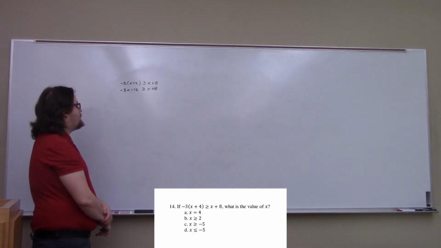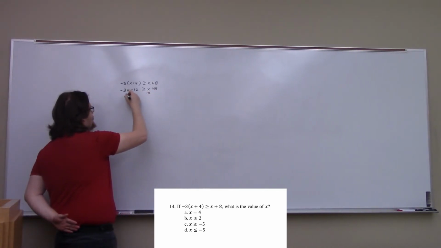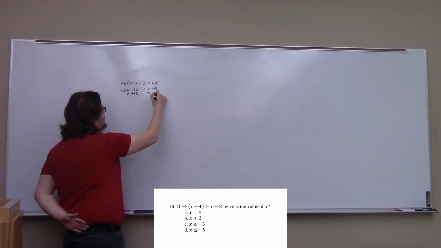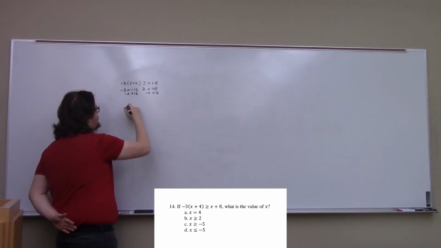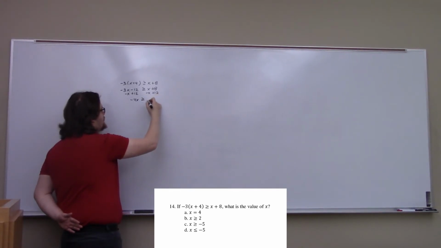Next, we want to subtract x from the right side so that we have all of our x's together on the left side. And we want to add 12 to both sides to get rid of the 12 on the left side. So we have x by itself as -4x. So we have -4x greater than or equal to 8 plus 12 is 20.